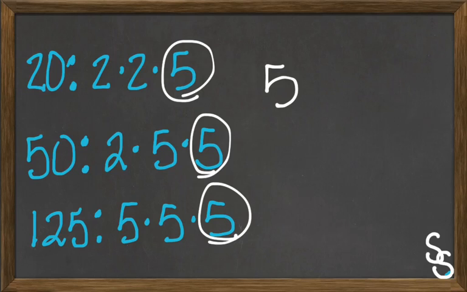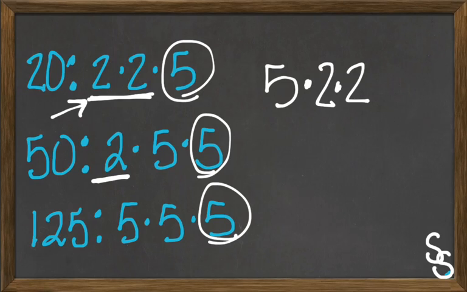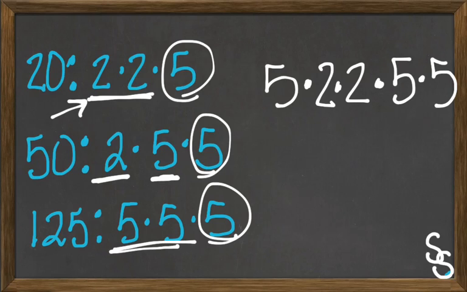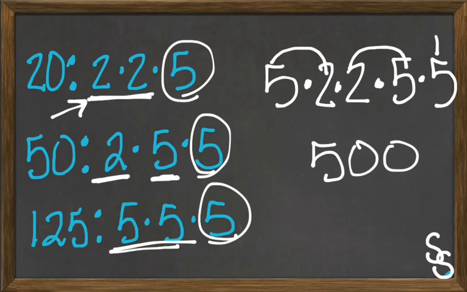Now I'm going to look, and there are 2s as factors in 20 and 50. I have to go with the set that has the most. So I have to use both 2s. Now when I look at the 5s, there's 1 5 that's an additional factor for 50, but 2 for 125. I have to use both 5s. So I'm going to look at this as 10 times 10 times 5. So that means my least common multiple here is 500. I hope that this has been informative, and I look forward to your feedback.